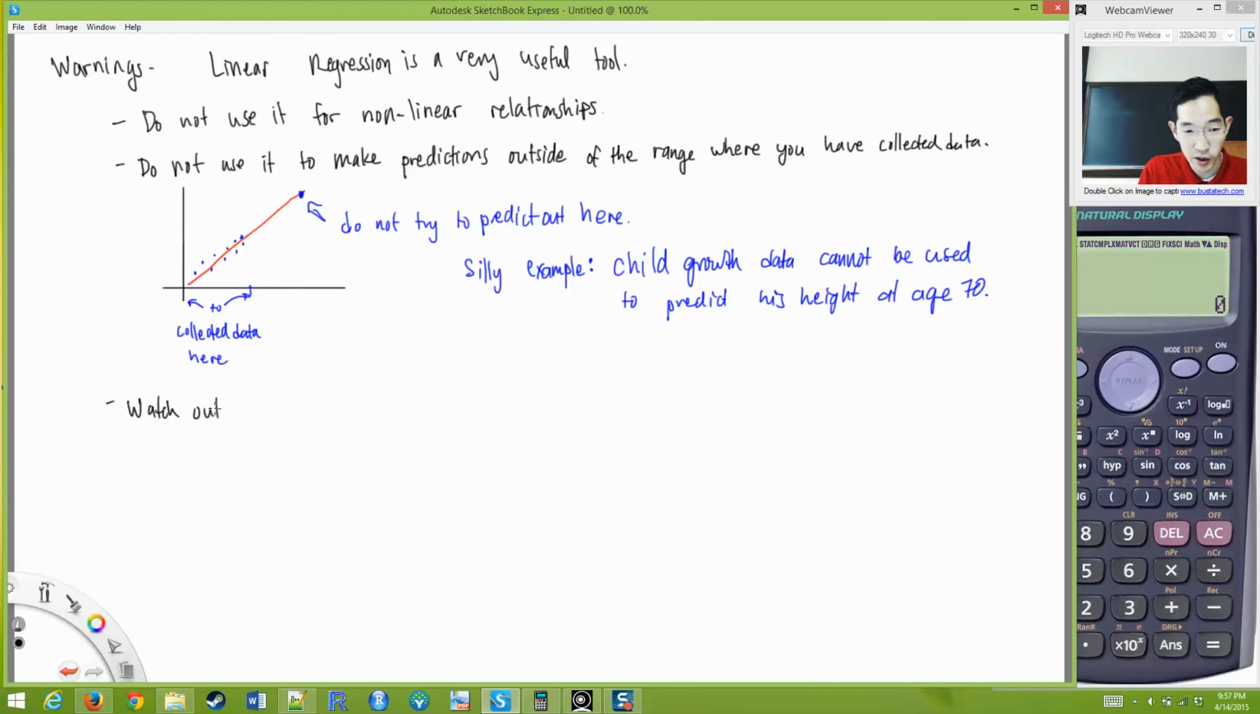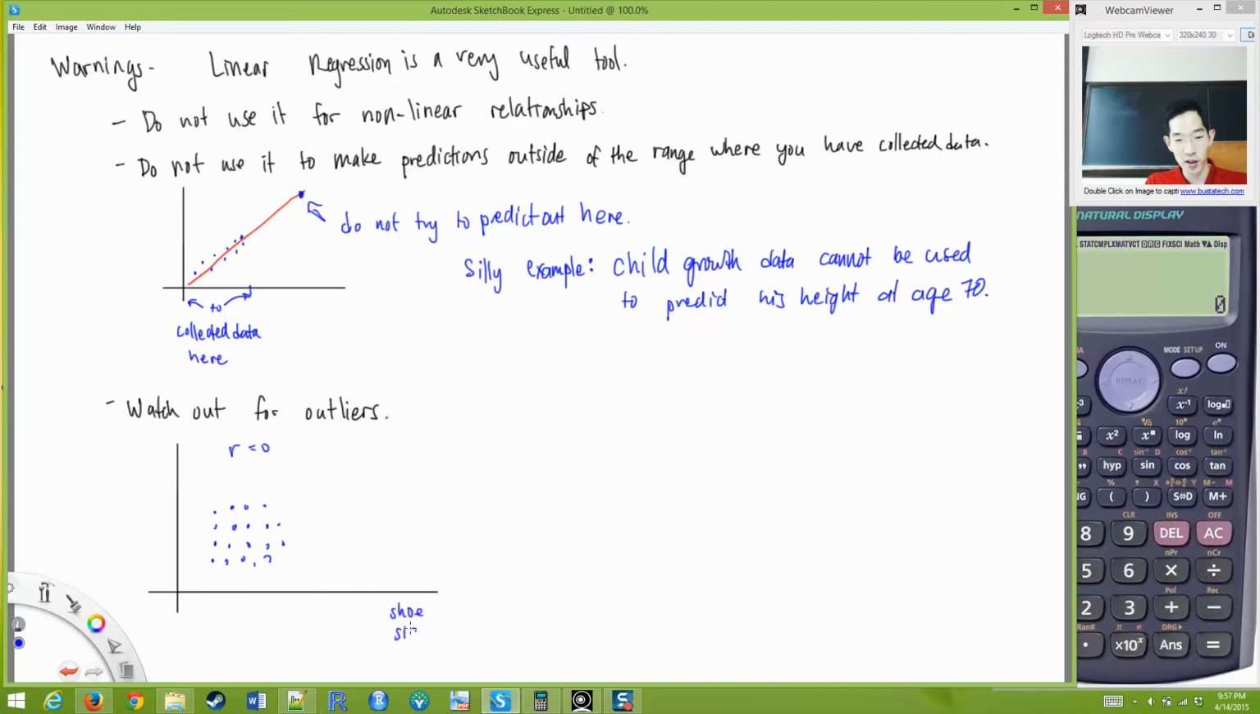Watch out for outliers. Linear regression tries to fit data points. So let's say you've got points that look like this. Here, what would you say R is equal to? Yeah, it looks like R is equal to 0. So maybe this is shoe size versus IQ, right? Big feet, high intelligence, big feet, low intelligence, small feet, high intelligence, small feet, low intelligence. You've got all sorts, there's no correlation.